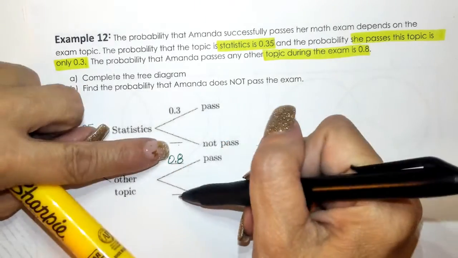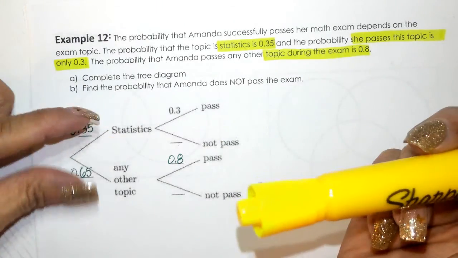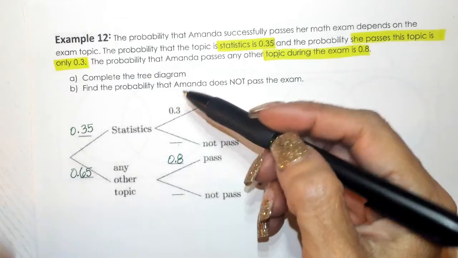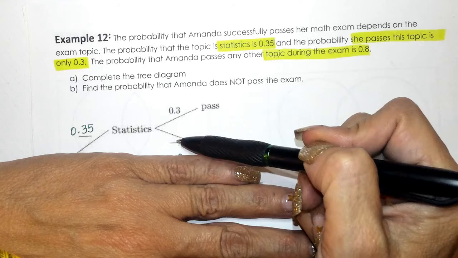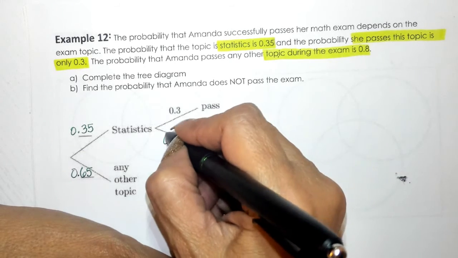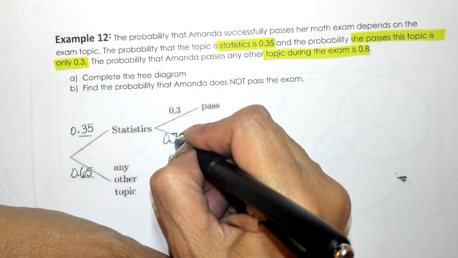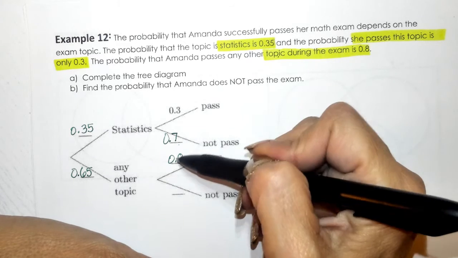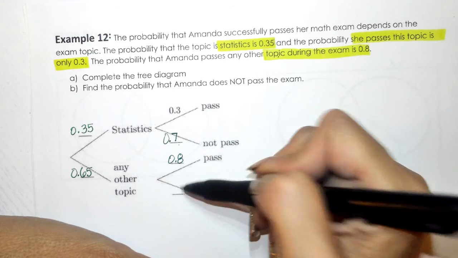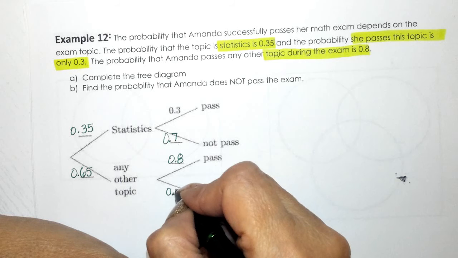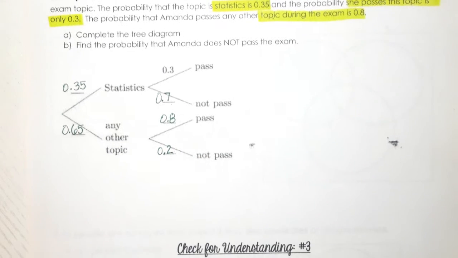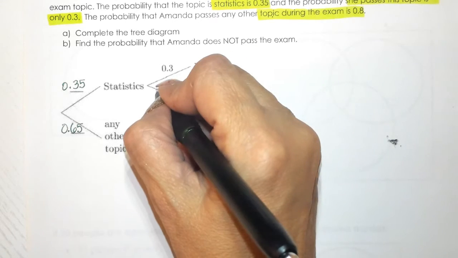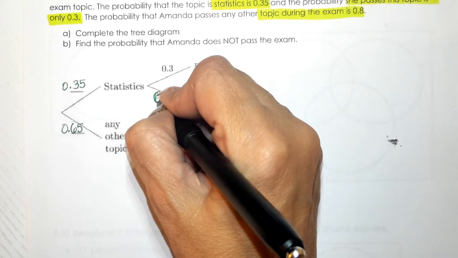Can you figure out these other two? Well, yeah. The branch adds up to 1. So if I just look at the top, if this is 0.3, that means this would be 0.7. And if this is 0.8, that would mean this would be 0.2. Already you're probably like, oh my gosh, I love tree diagrams. They're so easy. Yes, they are. They just make sense in my book.